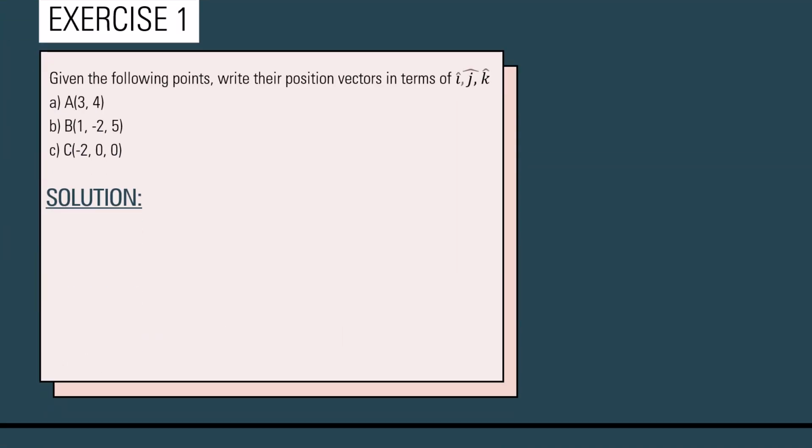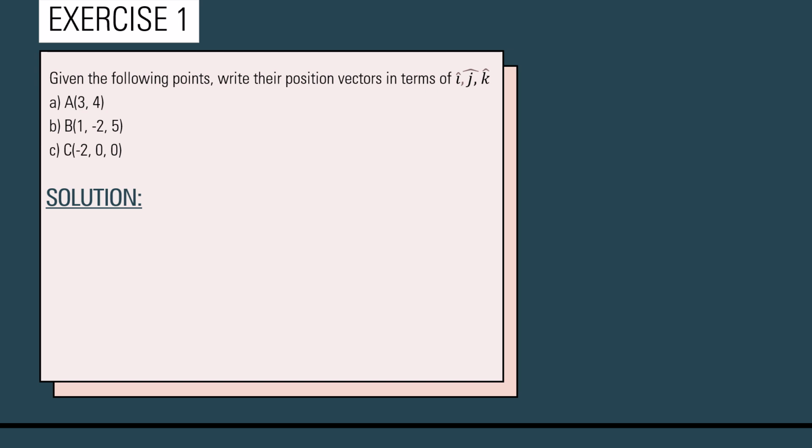We're going to start with basic level questions. Question number 1. Given the following points, write their position vectors in terms of i, j, and k. So you've been given 3 points here. First point is A, then B, and then C. Now these points are representing a position in space. So it can relate to a location in space, and then you have to provide a position vector which is going to start from the origin, of course, and it's going to let us know where that point exists in space. Alright, so we are basically trying to locate the point, and that's why we use position vectors.